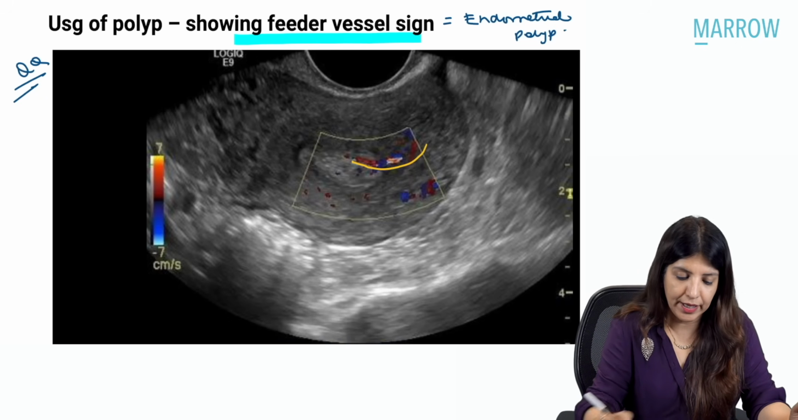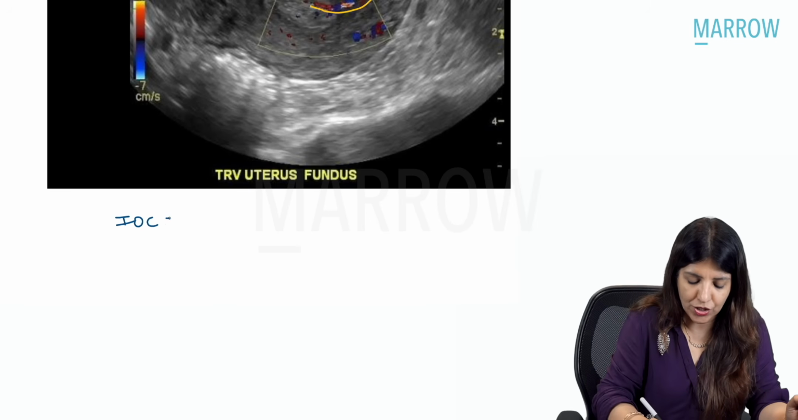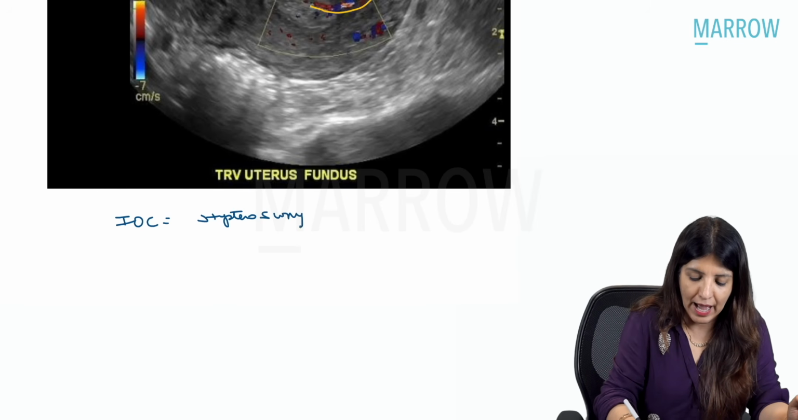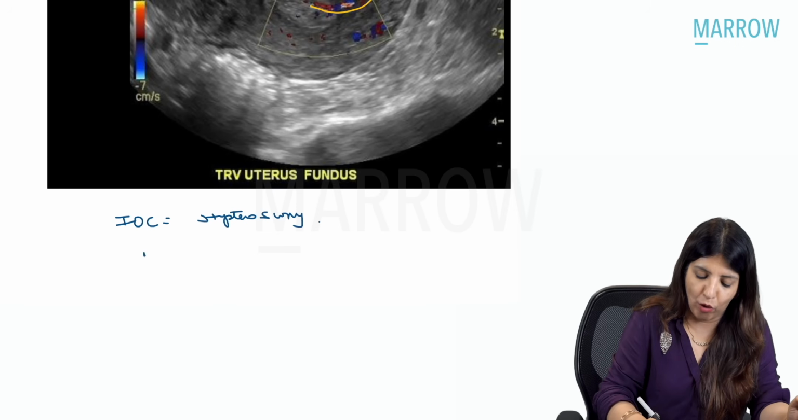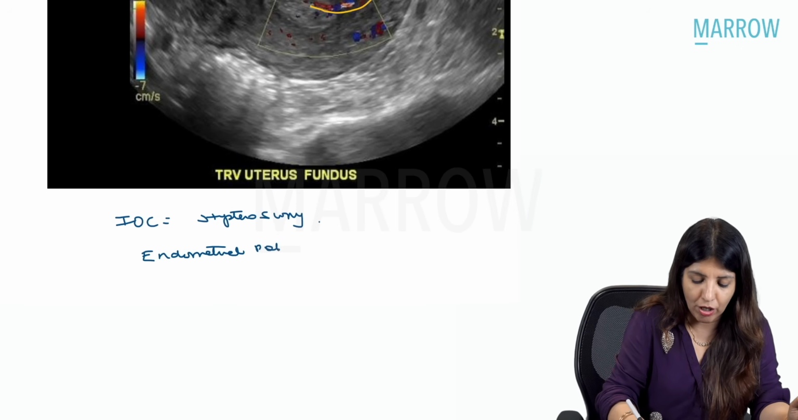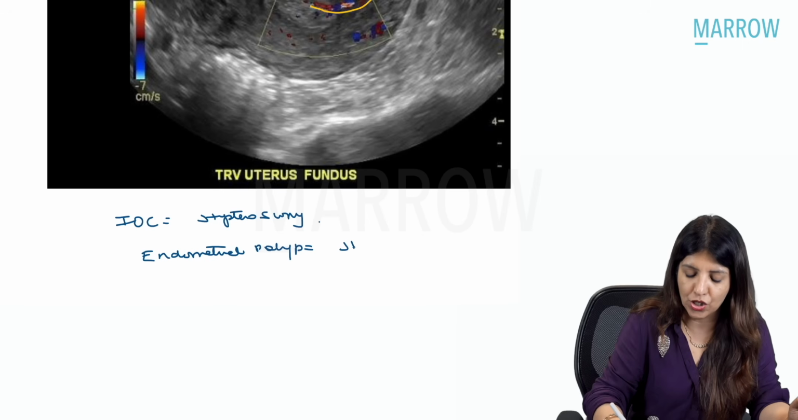Now, please remember, in case of polyp, the investigation of choice is hysteroscopy, and the polyp can be an endometrial polyp. For an endometrial polyp, the management is hysteroscopic polypectomy.